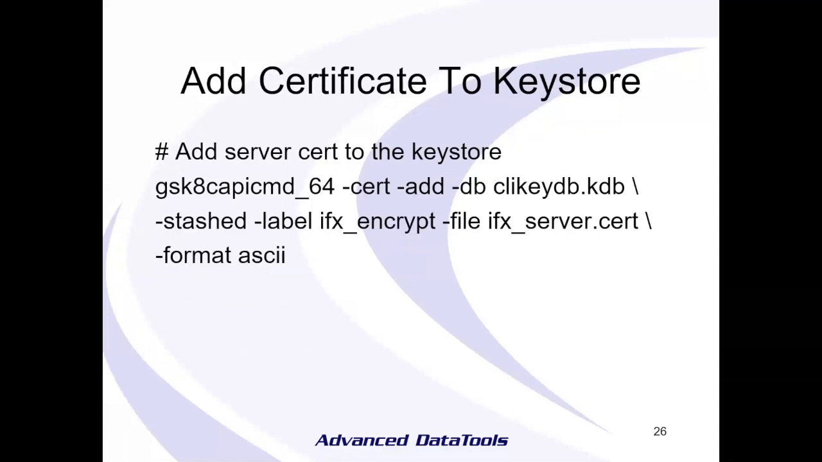And then rather than telling it any of the information about the server, we're going to tell it to use the file, the ifxserver.cert that we pulled in the last step. So it's going to take that cert file, add it to the client key store database, and have it attached to the IFX encrypt label. So when an application is trying to connect, it'll know that if it's looking for the IFX encrypt label, this is the public key it's going to be using.